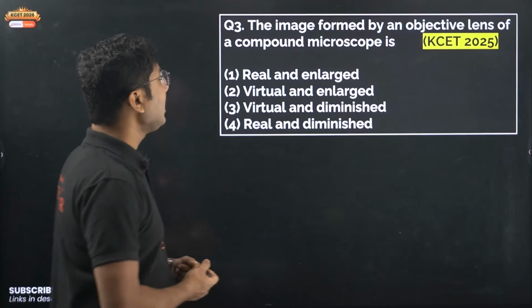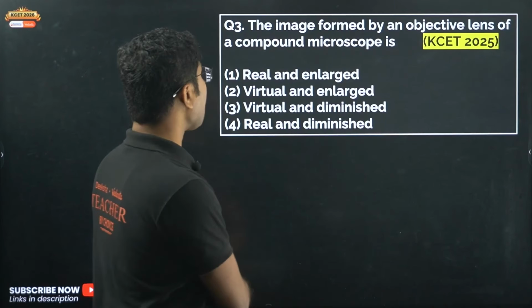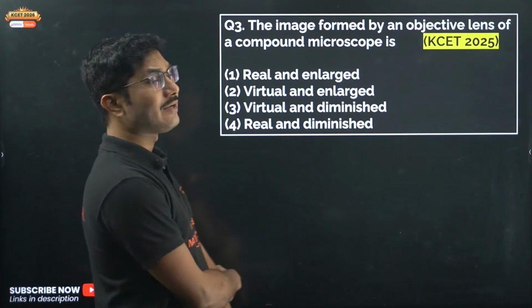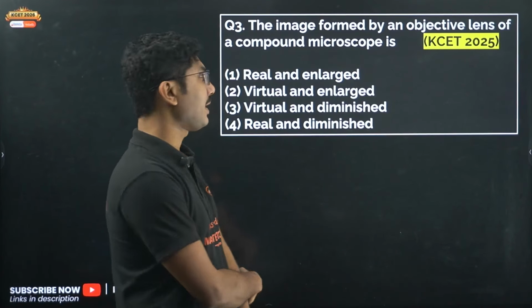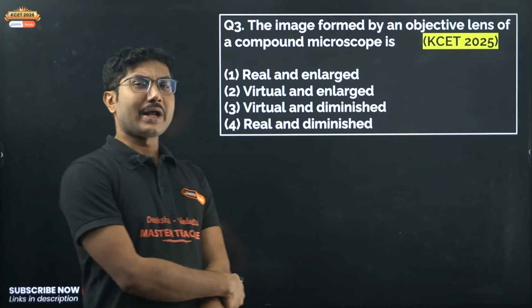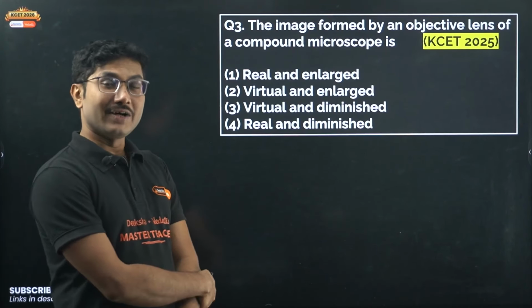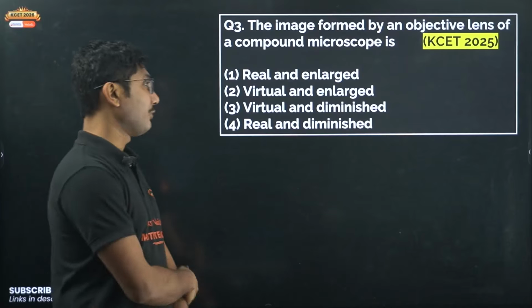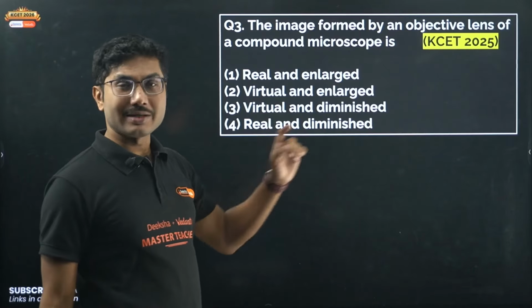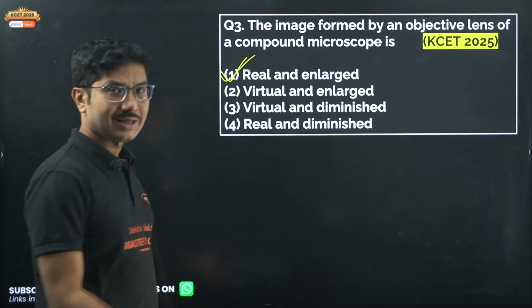Now next question. The image formed by an objective lens of a compound microscope. Objective lens means the first lens which is there. Objective lens of a compound microscope or refracting telescope always forms a real, inverted as well as magnified image. So it will be a real and enlarged image by the objective. So the correct answer is option 1 or option A.